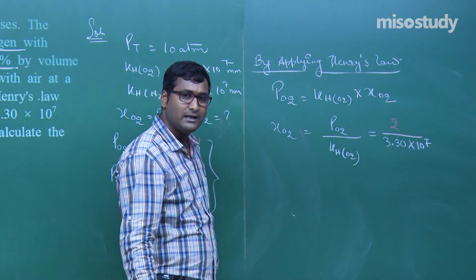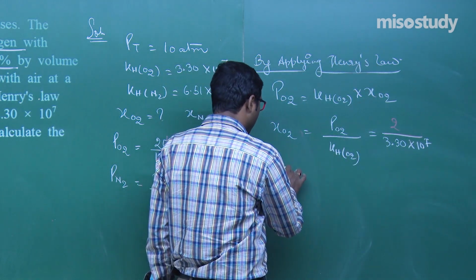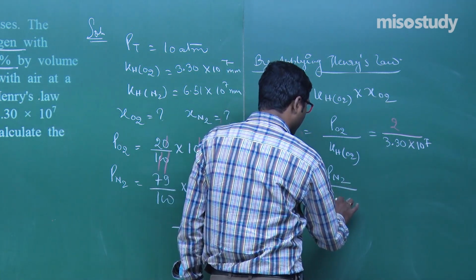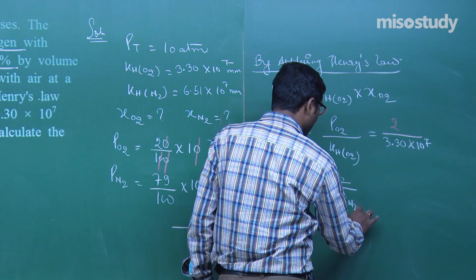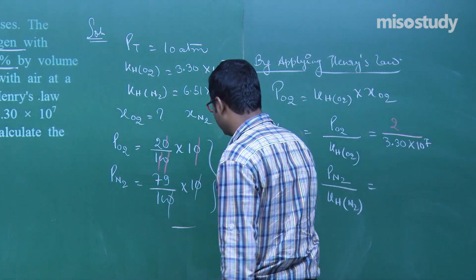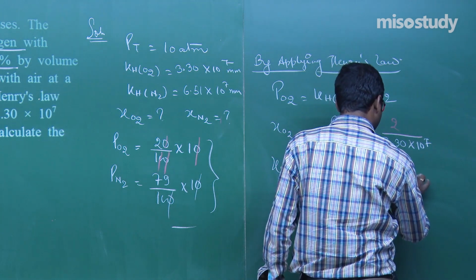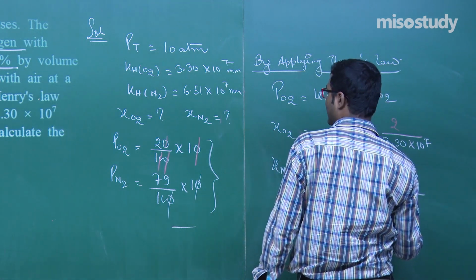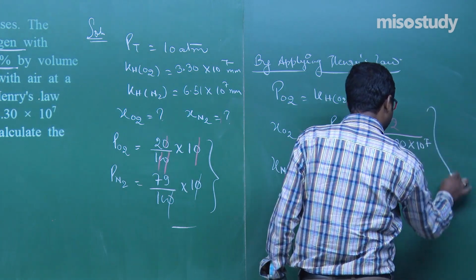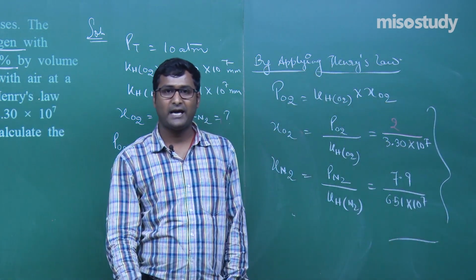This is the case. Now what is the composition of N2? We can write here PN2 upon KH N2, my friend. Put the value. What is PN2 here? This will cancel this one. 7.9 divided by 6.51 into 10 to the power 7. Am I right, my friend?